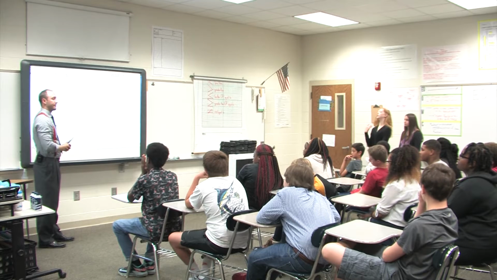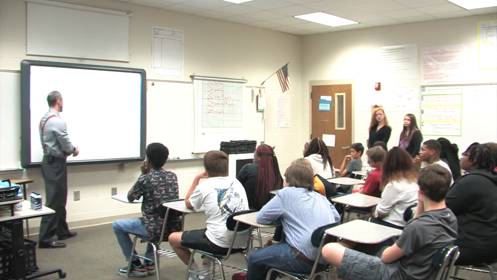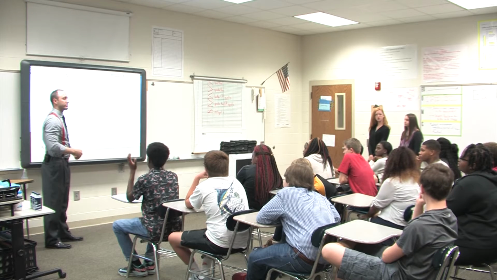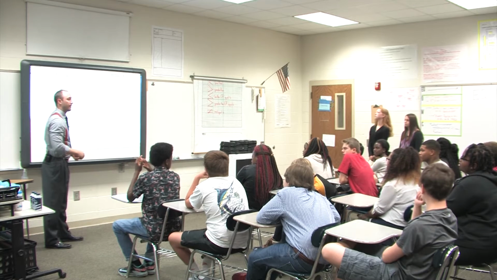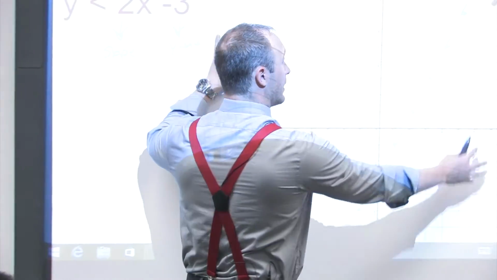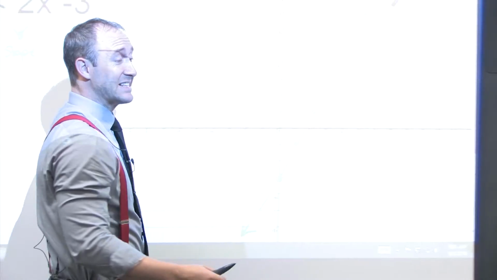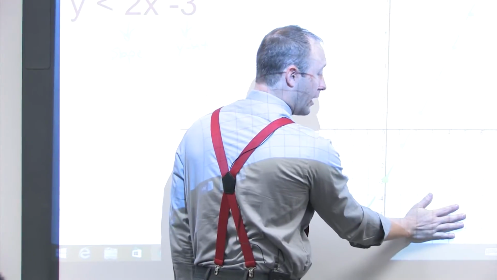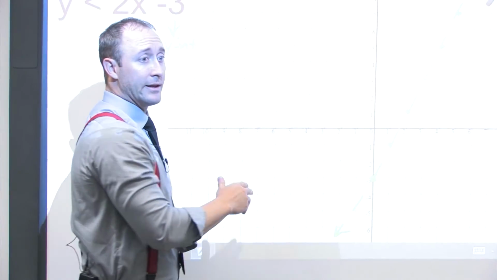What do you think? Where do I have to have solutions? If they're not on the line, where do I have possibility to have solutions? Yeah, so somewhere else, right? Anywhere else on here, I can have solutions. It's actually going to be easy. It's either going to be one side or what? The other side. They're going to be at angles.